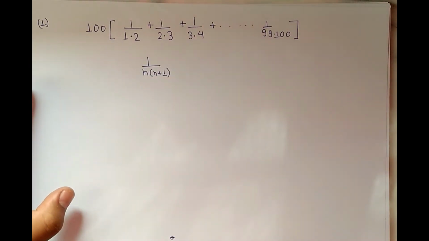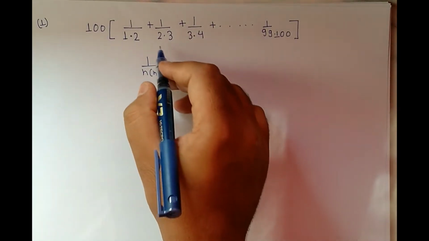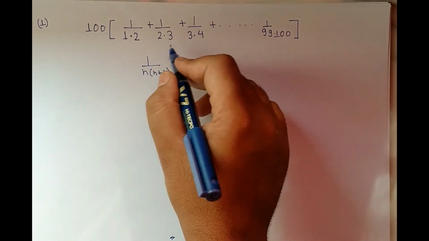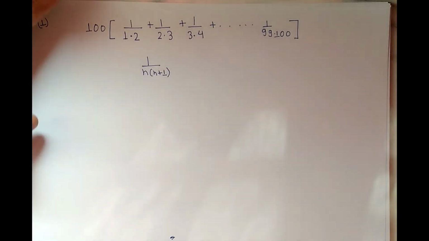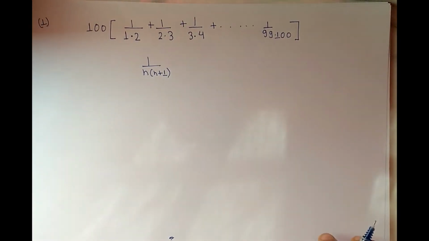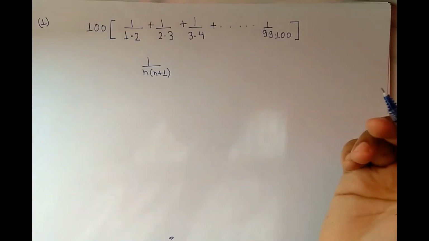And if the value of n is equal to 2, we would get our second term, that is 1 divided by 2 into 2 plus 1, that is 3. Next, we see that if the value of n is equal to 99, we would get our last term, that is 1 divided by 99 into 100.